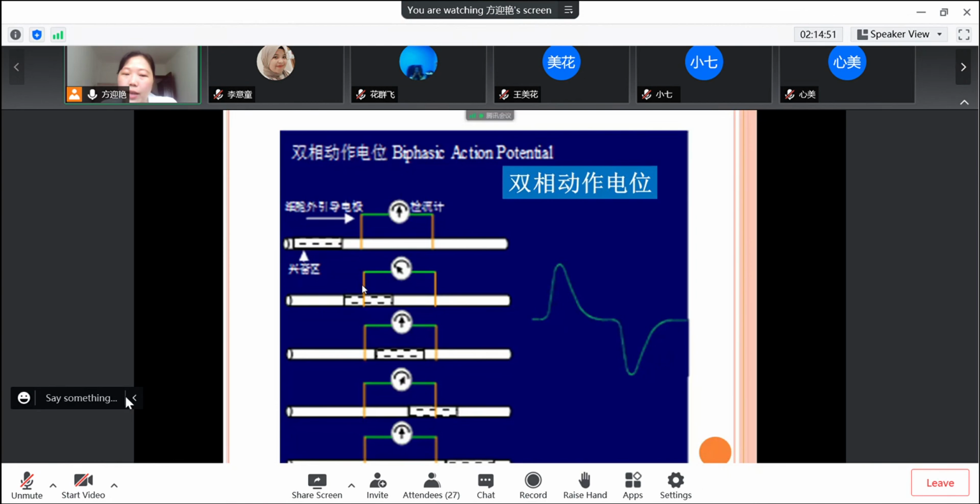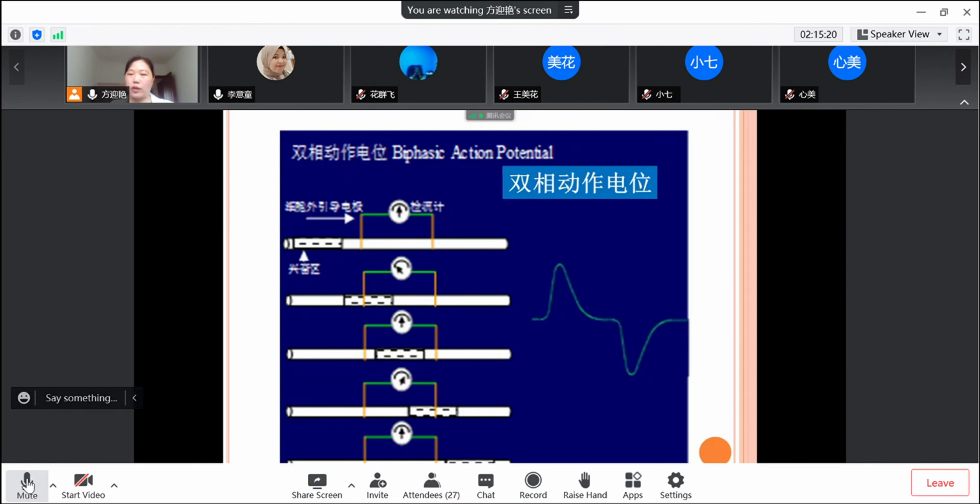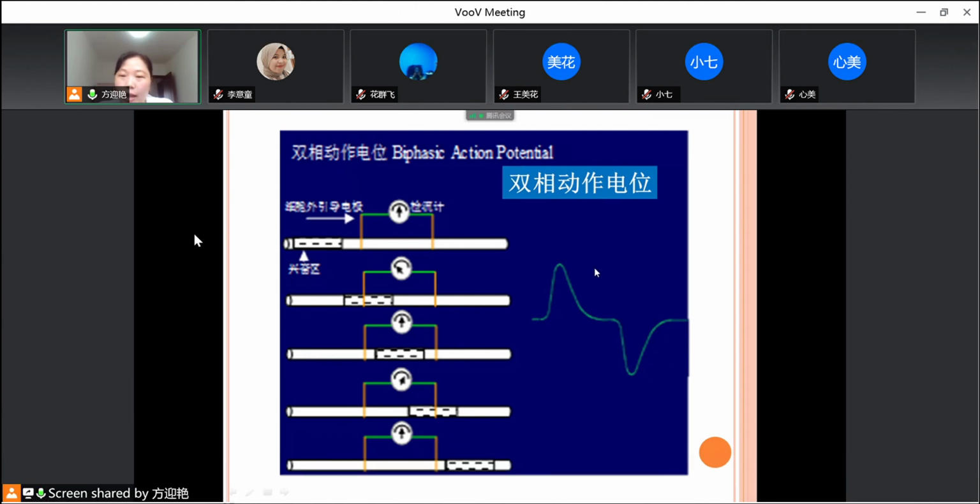Here we record outside the cell membrane, so this shows a biphasic potential. First one point is excited and recorded, then it recovers and the other is excited. So this goes down, this goes up. Understand here? I hope you understand this principle.